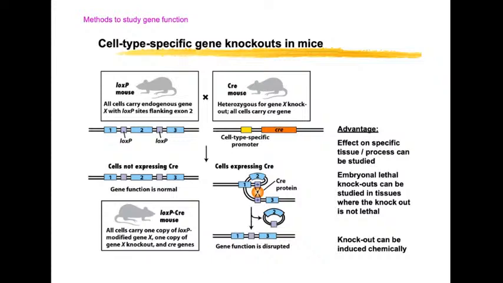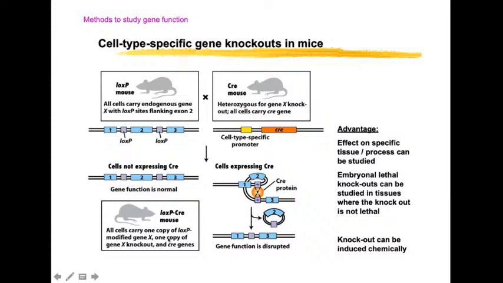So there's a LoxP mouse and there's a Cre mouse. The LoxP mouse has endogenous genes with LoxP sites flanking an exon. So here, LoxP, and it's heterozygous for gene X, a knockout. All cells carry the Cre gene here. Then cells expressing the Cre gene, and here on the left, a cell not expressing the Cre gene. So gene function is normal, but here the cell expressing the Cre gene, they crossover like this, 1, 2, then 3, and your Cre protein is in between. Then we remove this part and this one, and gene function is disrupted in this case.